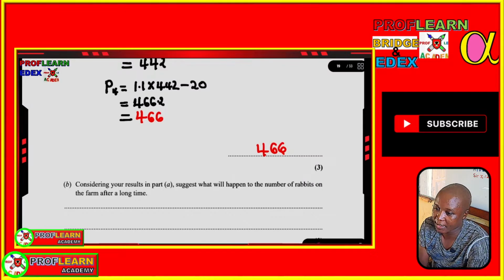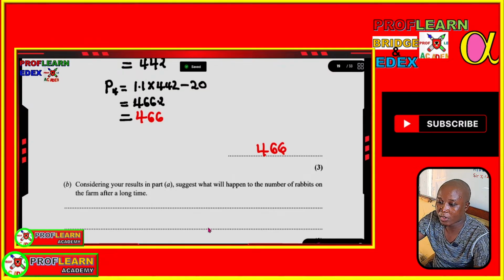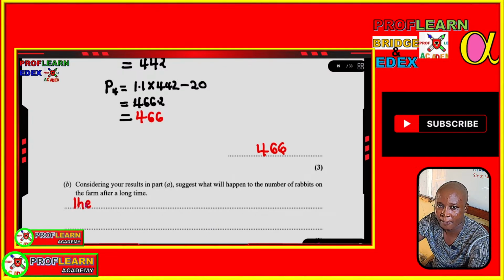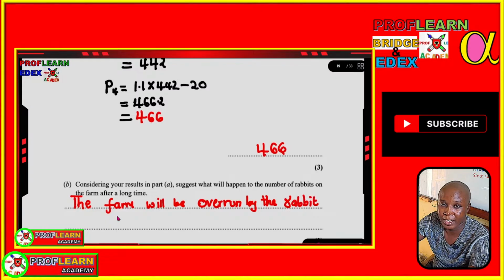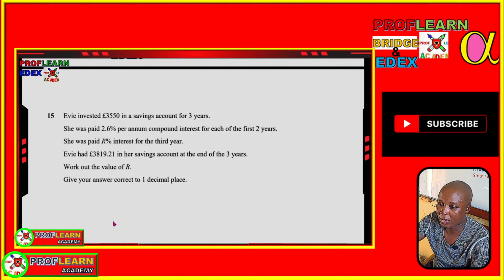Consider your result in part A. It suggests what will happen to the number of rabbits on the farm after a long period of time. We can see that in this iteration formula, the population of rabbits keeps on increasing with time. Which means that it will reach a point whereby the farm will not be able to sustain the number of rabbits that are there. So the farm will be overrun by the population of the rabbits.